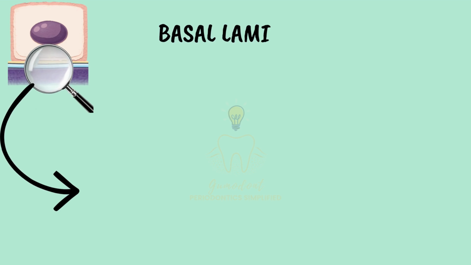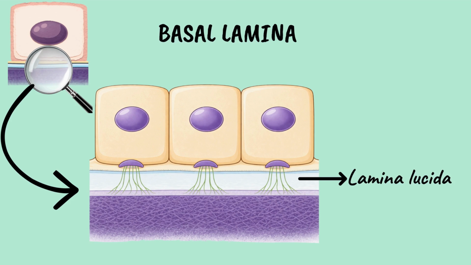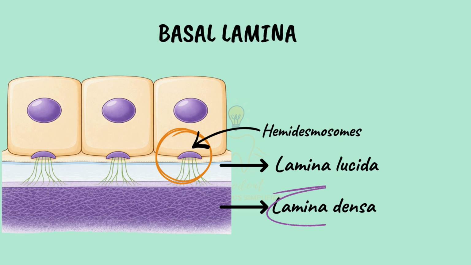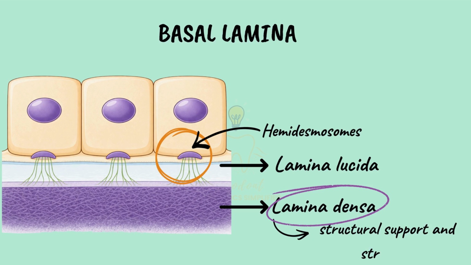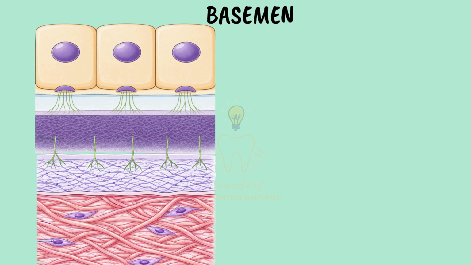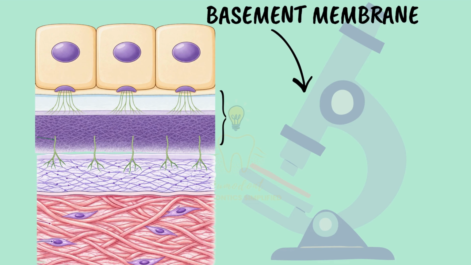It consists of two layers, the lamina lucida, located near the epithelium, and the lamina densa, located towards the connective tissue. The lamina lucida helps in attachment of epithelial cells through hemidesmosomes, and the lamina densa provides structural support and strength. Beneath the basal lamina lies the lamina reticularis, which is produced by the connective tissue. Therefore, the basement membrane seen under light microscopy is actually a combination of basal lamina and lamina reticularis.